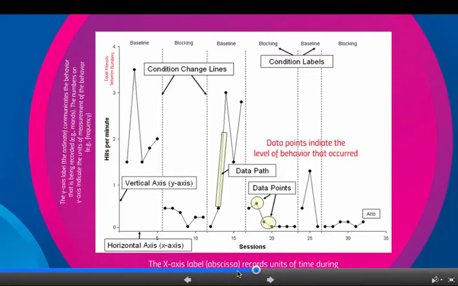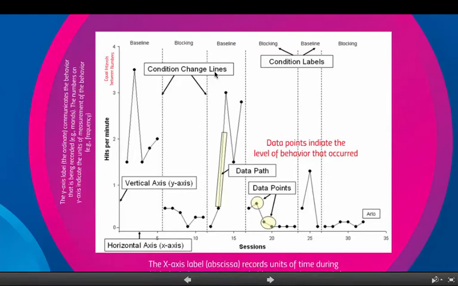Okay, so we got the horizontal axis, also referred to as x-axis, also referred to as abscissa. We've got our y-axis, also referred to as the ordinate or the vertical axis. On the x-axis, we're looking at units of time. On the y-axis, we're looking at units of measurement. And this is going to be common across the graphs that you're looking at. We've got our data points, we've got our data paths as well.